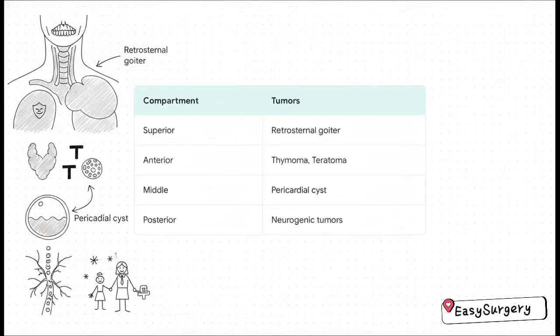Okay, into the mediastinum. It is so helpful to mentally map these masses to their specific compartments. In the superior compartment, you're usually looking at retrosternal goiters. The anterior mediastinum, just remember your 3 T's: thymoma, terrible lymphoma, and teratoma. Drop down to the middle mediastinum, and it's all about cystic lesions, specifically the pericardial cyst. And finally, the posterior mediastinum. This is the domain of neurogenic tumors. And here's a pro tip. Posterior neurogenic tumors are the most common mediastinal tumors you will find in children.